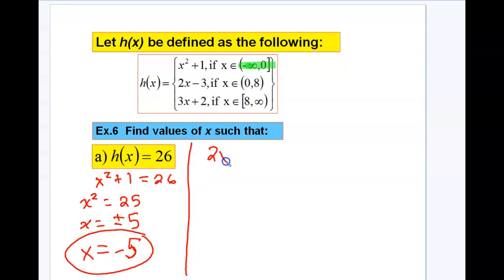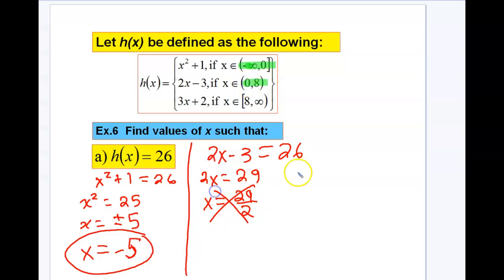Then I have to take 2x minus 3, which is my middle function, and make that equal 26. Again, solving for x, I would add 3 to each side, divide by 2, and 29 over 2 is my solution for x, but that does not fit between 0 and 8, so this is not a valid solution.